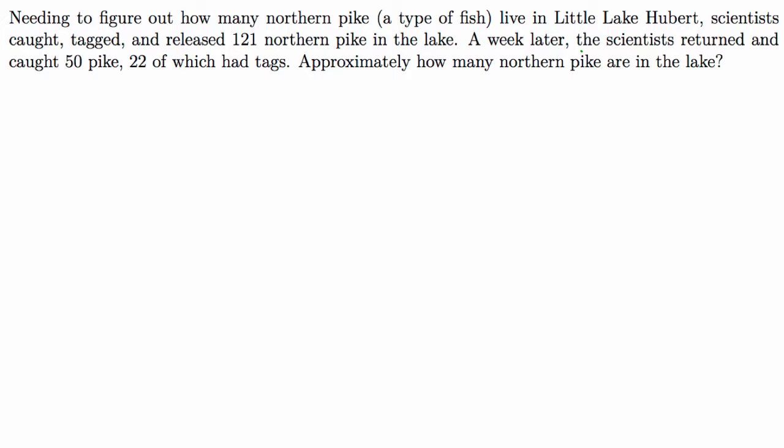When we read the question a second time, we'll notice that we have two different times. There's the initial event where the scientists catch, tag, and release 121 pike. Then there's a second event, a week later, where they come back and 50 fish are caught, 22 of which have these tags. Those two separate events become the two ratios that we're going to need to work with.